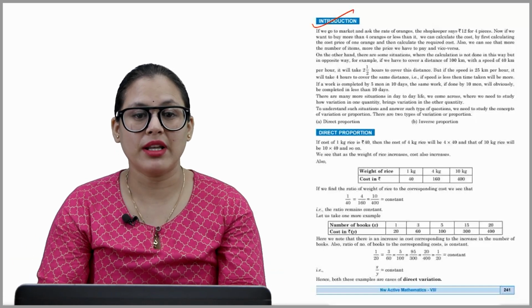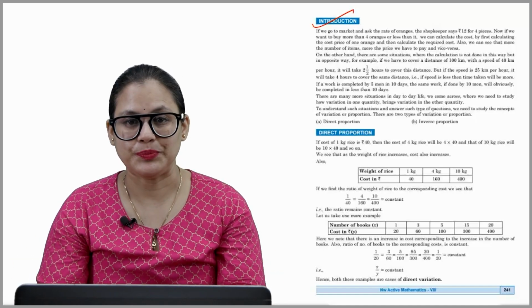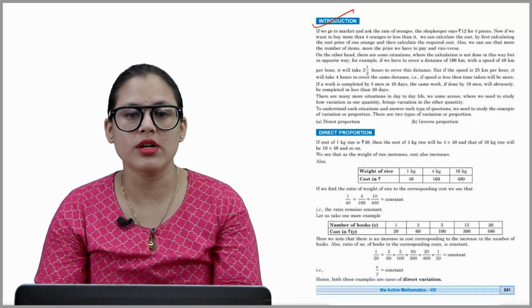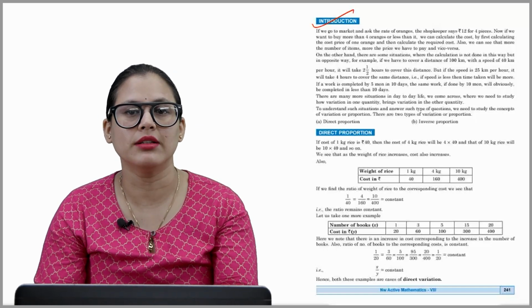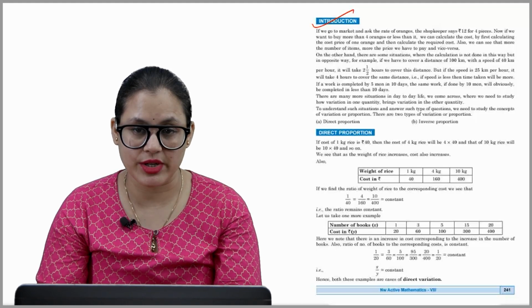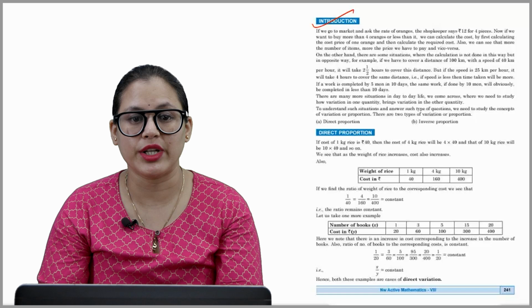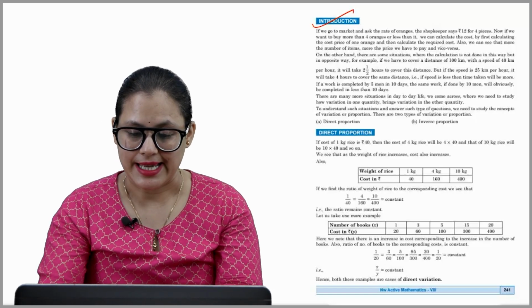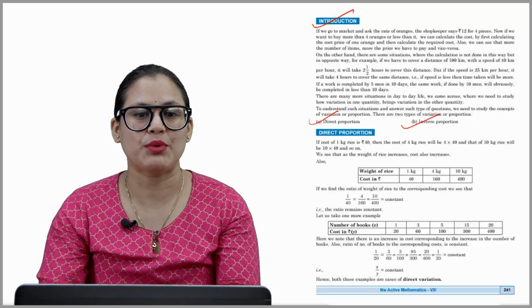So there are many more situations in day-to-day life we come across where we need to study how variation in one quantity brings the variation in the other quantity. To understand such situations and answer such type of questions, we need to study the concepts of variation or proportion. So there are two types of variation or proportions, that is direct proportion and inverse proportion.